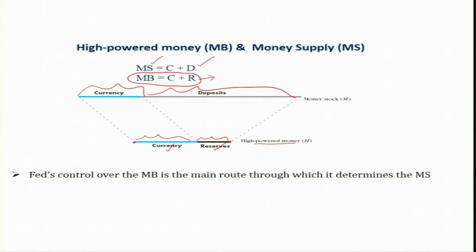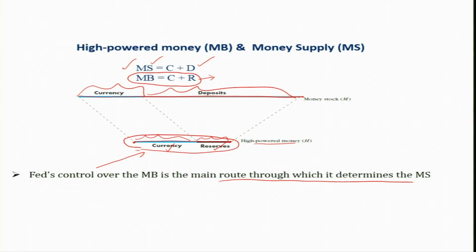So, based on this monetary base, we are going to say that a central bank can control the monetary base. The Fed's control over the monetary base is the main route through which it determines the money supply, that means this part. You can see that this is the smaller component, and based on this, the Fed is able to increase the money supply to this much. So, this is the main route.